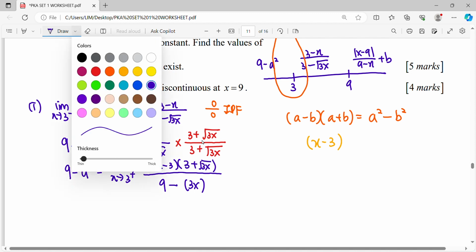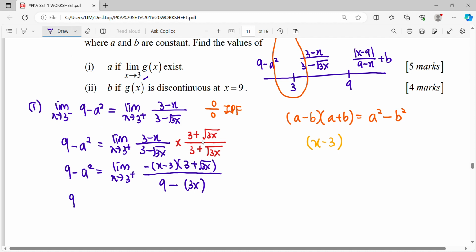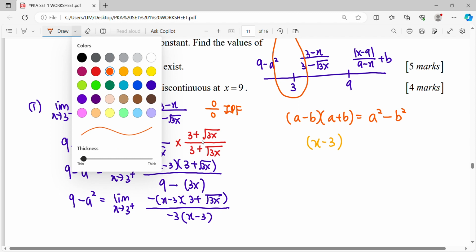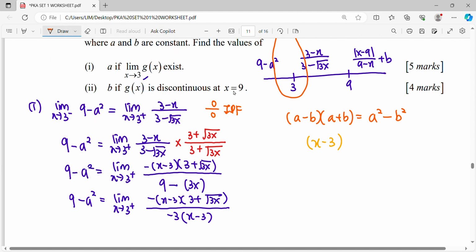Okay, so we continue. Can we simplify the factor of x minus 3? Not yet, not ready yet because the denominator hasn't shown the factor of x minus 3. So to find the factor of x minus 3, we take out negative 3. You can notice that finally your function, which was in indeterminate form, now can be simplified. Once your function can be simplified, it means it is no longer indeterminate. It can be evaluated already, and you can find your value already.